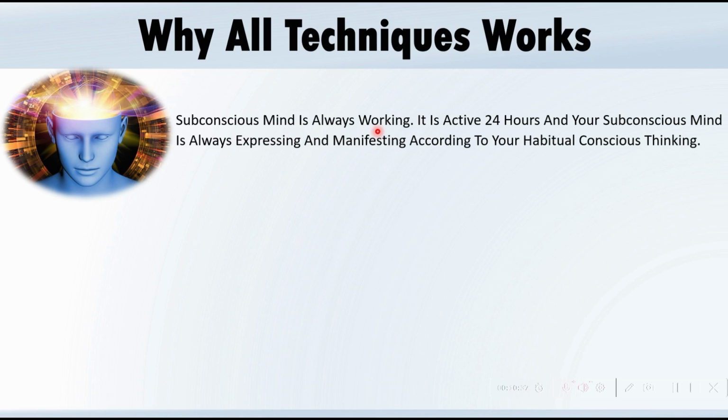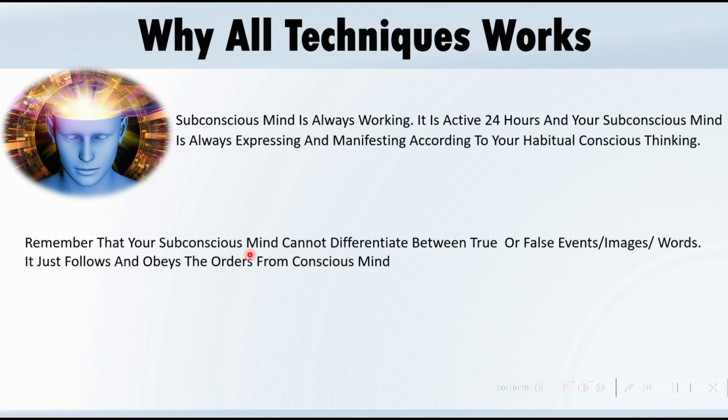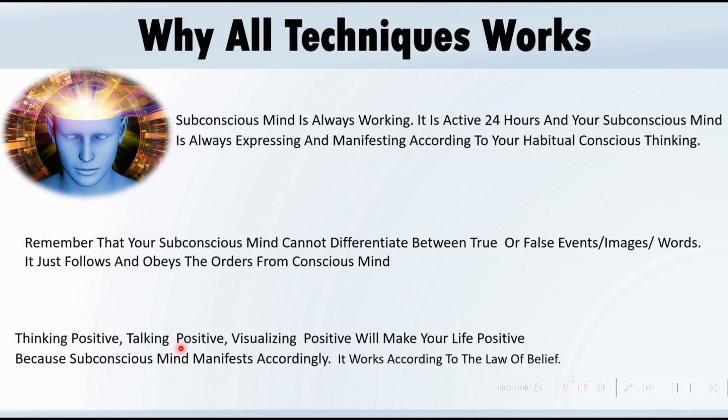Why do all techniques work? Dear viewers, it is necessary to know why all these techniques work. Author says that the subconscious mind is always working. It is active 24 hours and your subconscious mind is always expressing and manifesting according to your habitual conscious thinking. Remember that your subconscious mind does not differentiate between true or false events, images, or words. It just follows and obeys the orders from your conscious mind. Positive thinking, positive talking, or visualizing positive will make your life positive because the subconscious mind manifests accordingly. It works according to the law of belief.